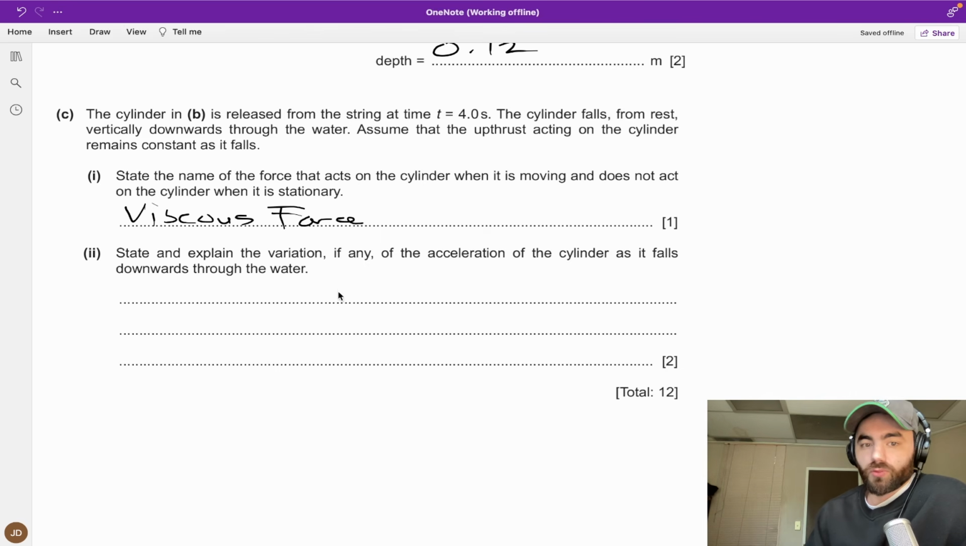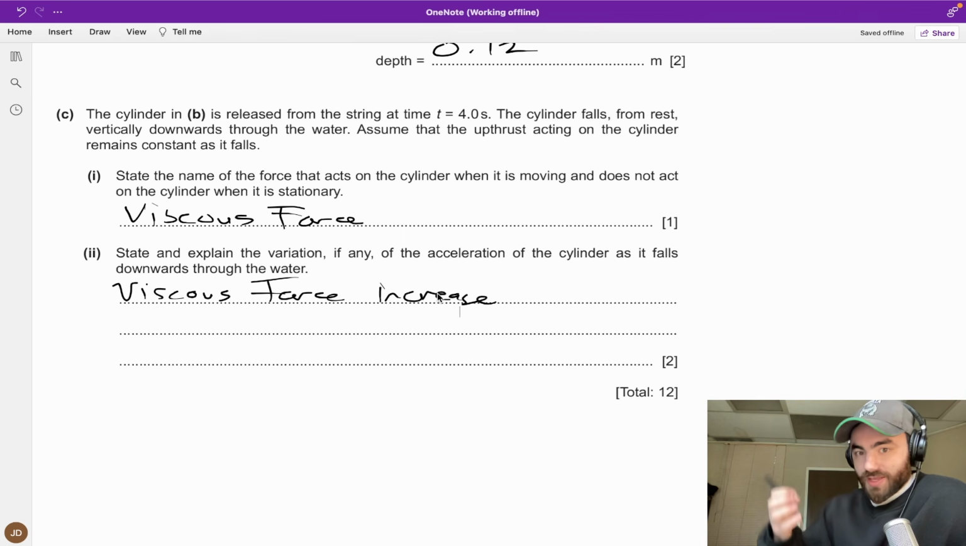So when it's falling down the water, this viscous force, that's a weird word, is going to increase, right? And this is a force opposing the motion of the object. So if this is increasing as it falls down, well, then the net acceleration downwards through the water is going to decrease. Right? It's going to slow down. It'd be weird if it sped up, right? Just like you jumped in a pool and you just started accelerating.